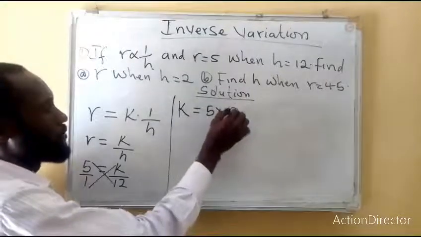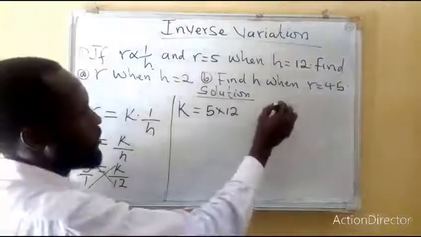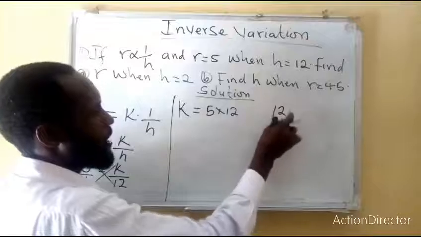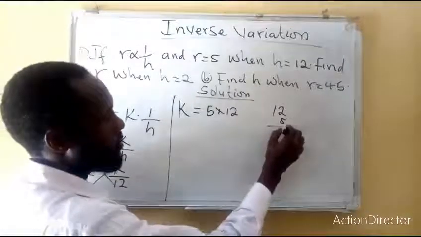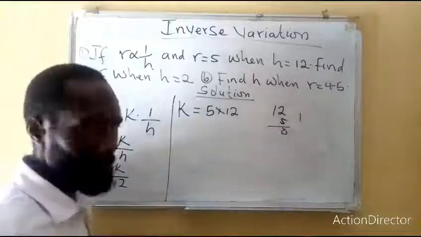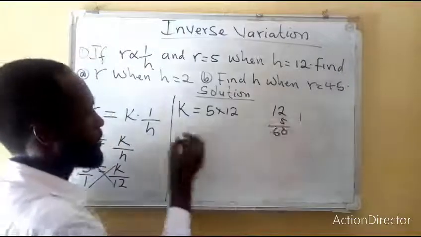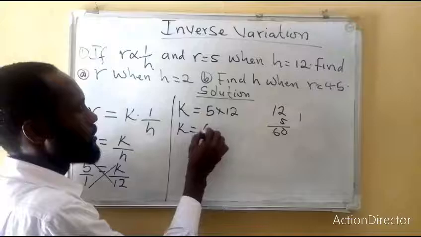So what is 5 times 12? 5 times 2 is 10, so we write 0 and keep 1. 5 times 1 is 5, plus this 1 gives us 6. So K is now equal to 60.